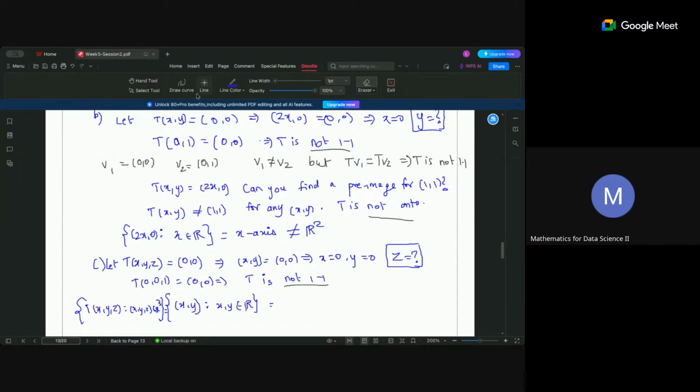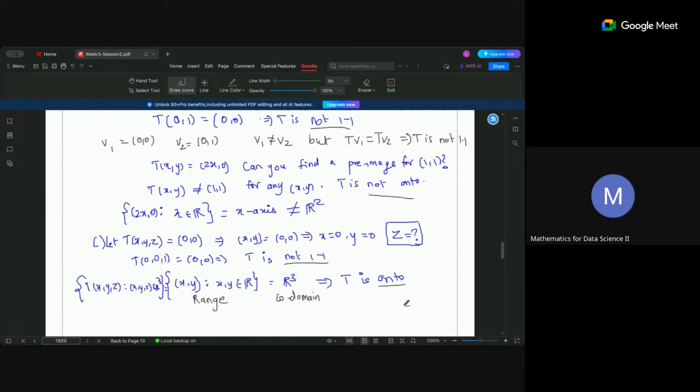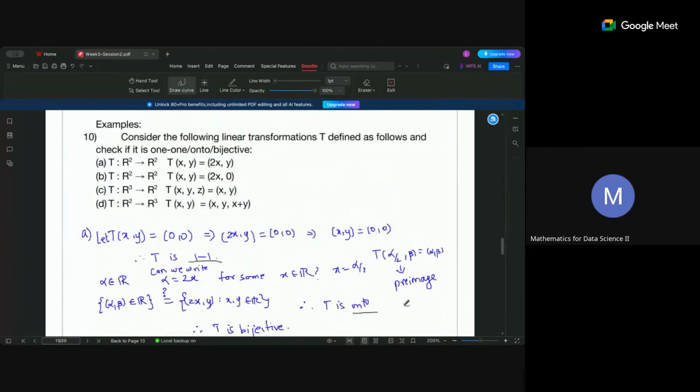So if it is R3, what can you conclude? T is surjective, onto, right? So this is your range, this is your codomain. So range is equal to codomain implies T is onto. Clear? Okay, now check it for D.